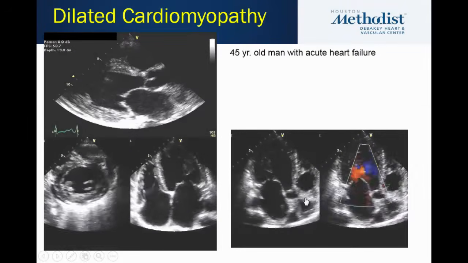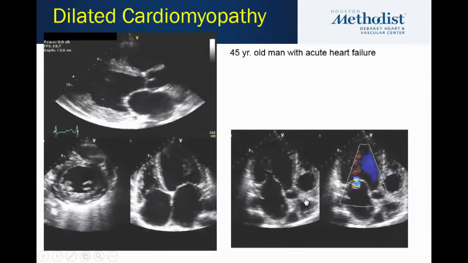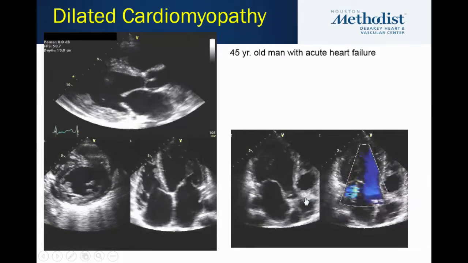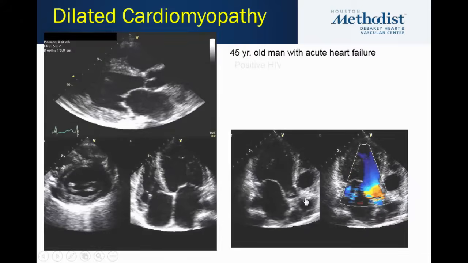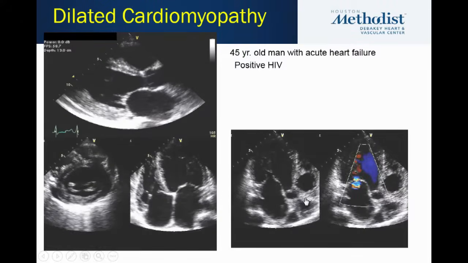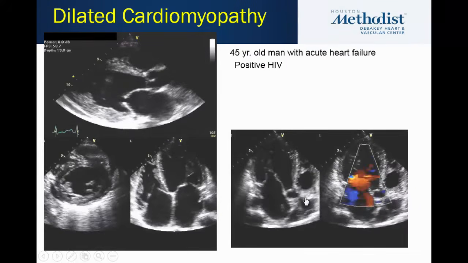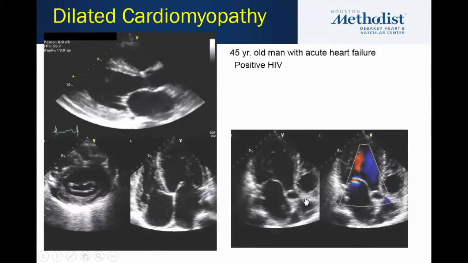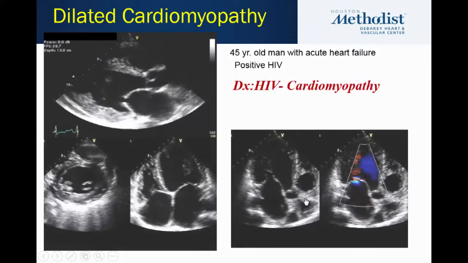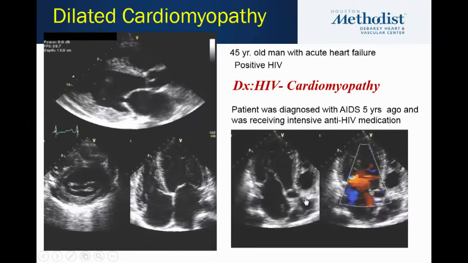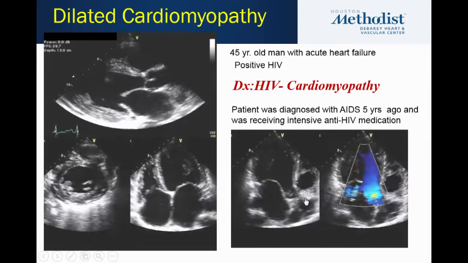Same thing here, right? 45-year-old guy, he's in heart failure, has a biatrial enlargement, has a big heart that functions poorly. But then you learn that he has positive HIV, and actually he has clinical AIDS. So that makes AIDS cardiomyopathy the most likely diagnosis. And he actually had been diagnosed for 5 years. He was receiving intensive medications.